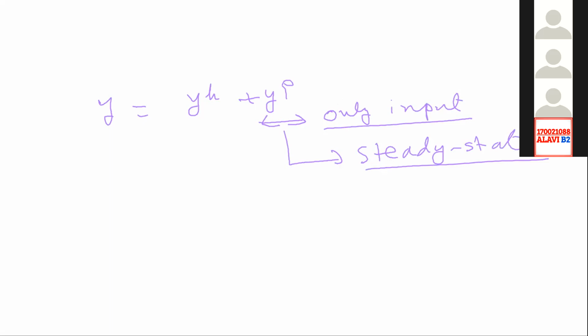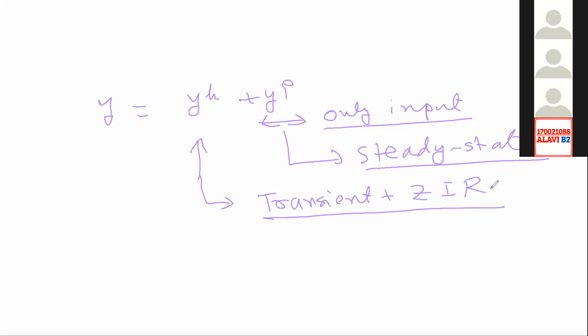Yes, sir. This part will only have the input, and that part will not contain any transient. So the characteristic mode will not be present in the particular solution. But the homogeneous solution will contain both. Then your YH will contain what? It will contain both your transient plus ZIR.